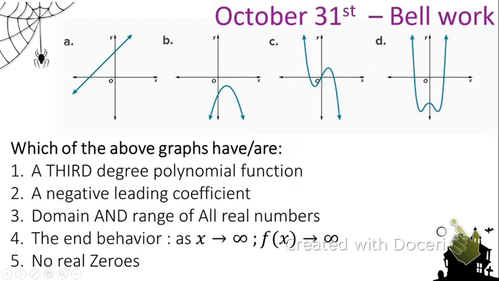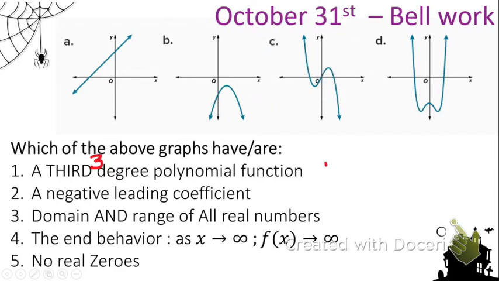Okay, so for question number 1, which one of these is a third degree function? A, B, C, or D? 3 is an odd number, right? So based off that, we know that it's an odd degree. So which graphs are odd degrees? C and what else? A. Now A is a linear function, so this can't be a third degree. It's a straight line. A third degree is going to have a curve to it, so it has to be C.